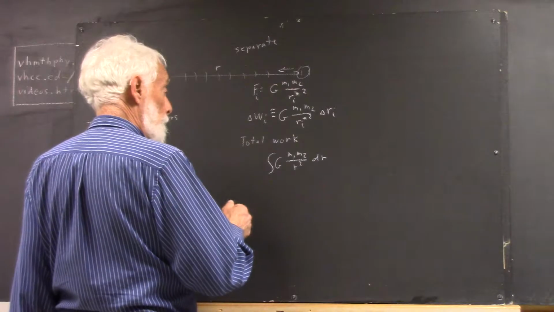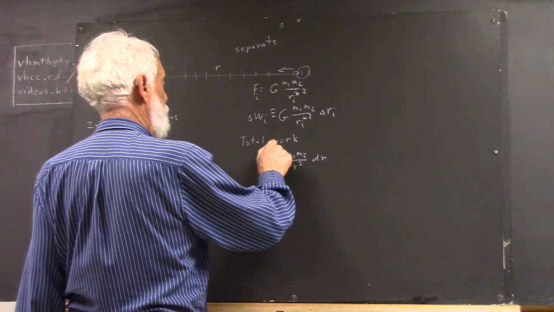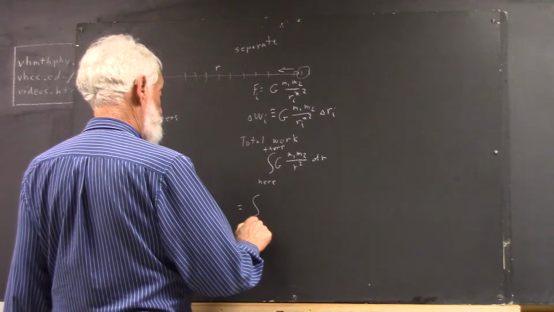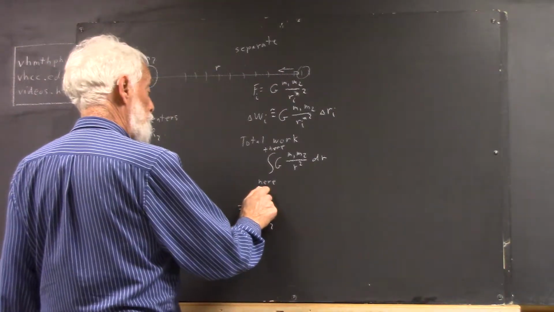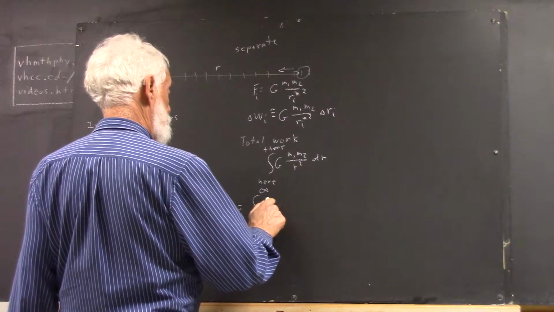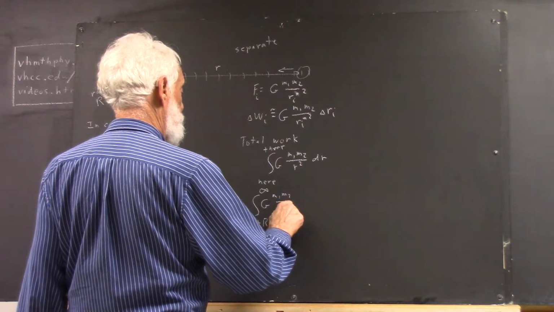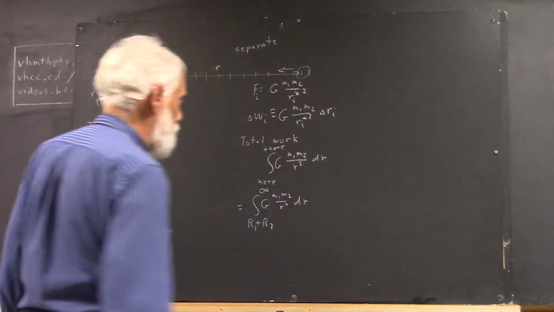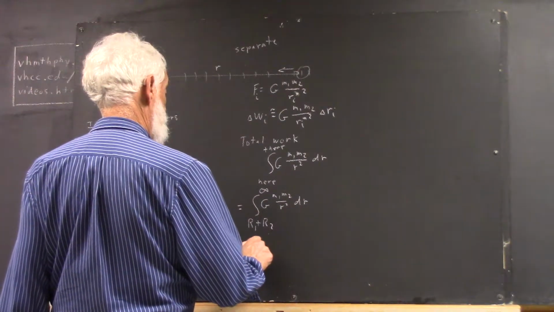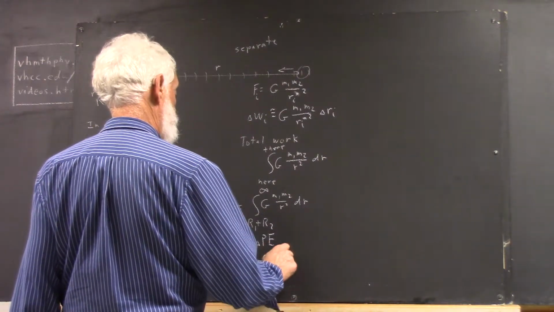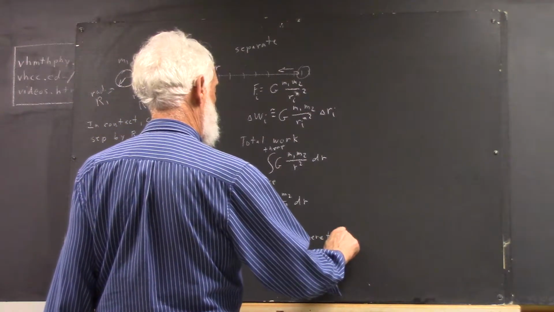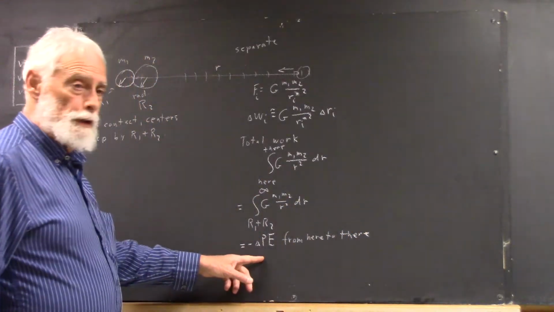Now, total work from where to where? Total work from here to there. In this case, here is separation R1 plus R2, and there is infinity. Okay, so that would be the integral then of G M1 M2 over R squared dr, separation R1 plus R2 to separation infinity. And this will be equal and opposite the potential energy change from here to there.